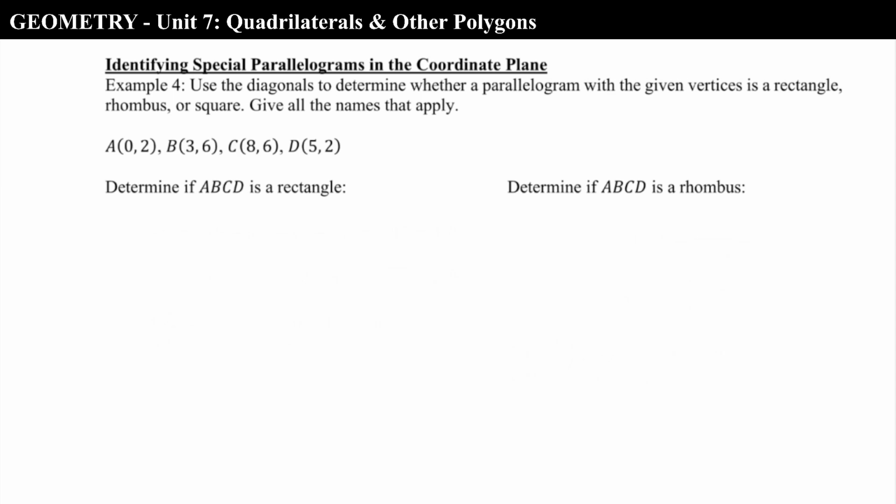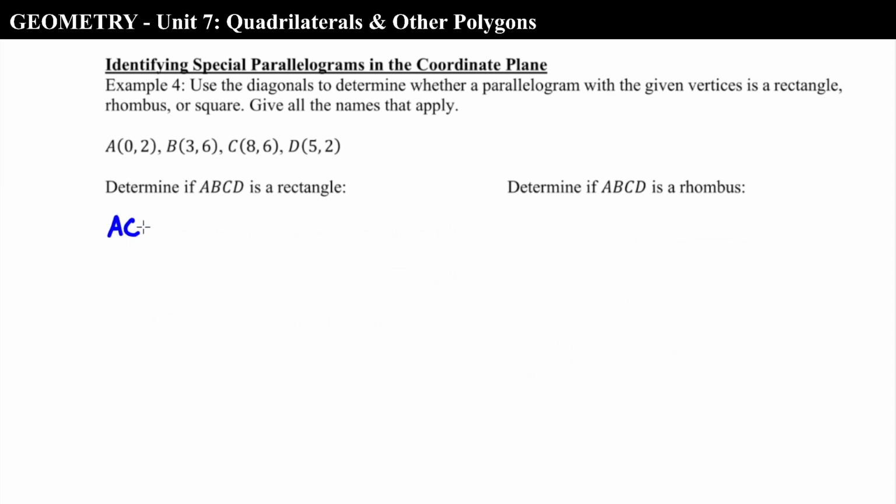Okay, we are going to close off this section by identifying special parallelograms in the coordinate plane. And this is going to be something that you're doing a little bit more of on your own. So we are going to use the diagonals to determine whether a parallelogram with the given vertices is a rectangle, rhombus, or square. And we'll give all the names that apply here, okay? So first we want to determine if ABCD is a rectangle. To do that, we know that the diagonals have to be the same length. So let's use the distance formula to see if they are the same length.